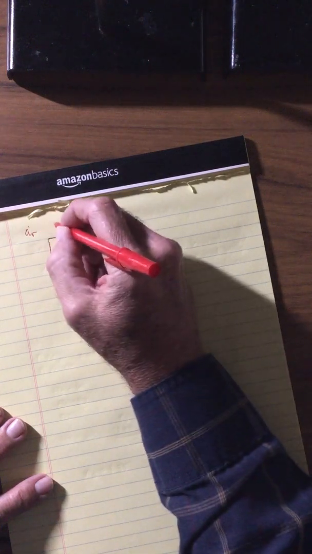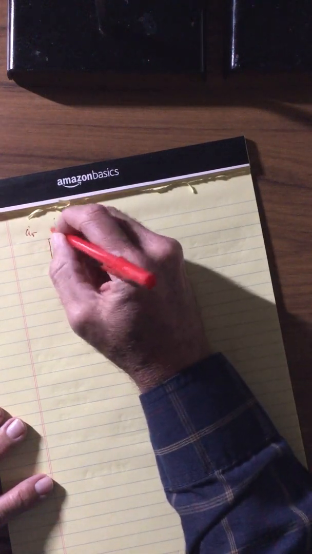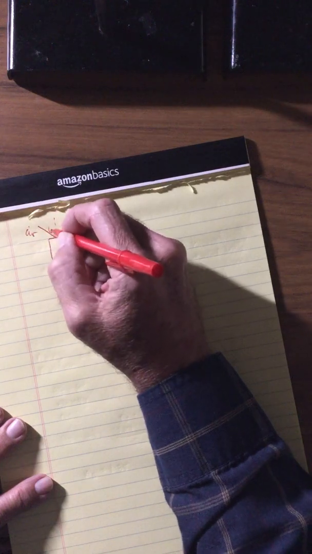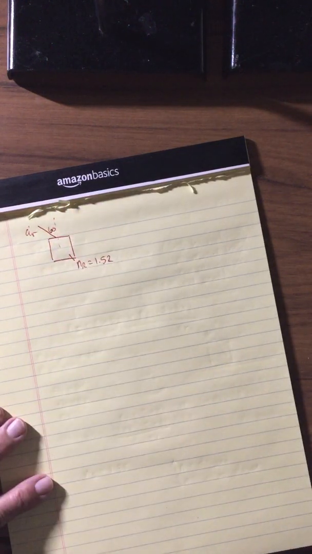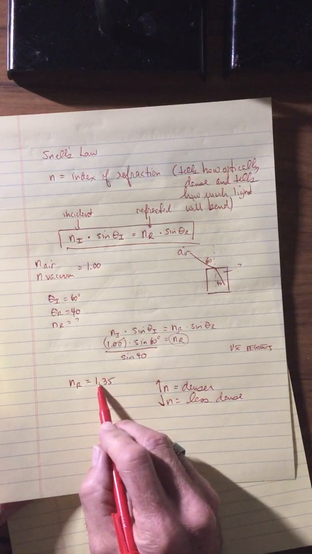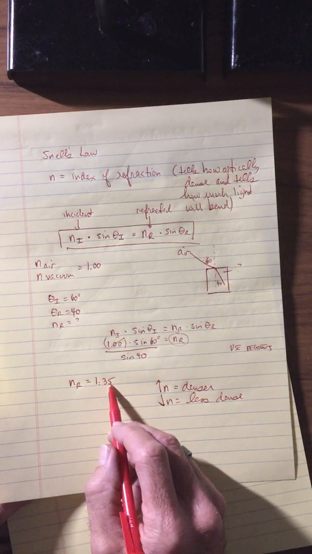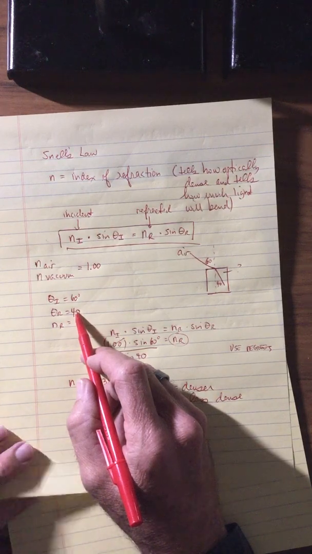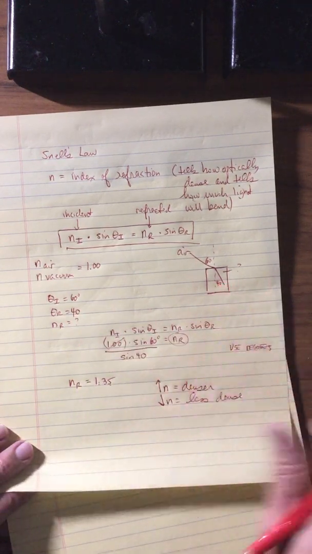Okay, we're also going to be coming in at a 60-degree angle. We can actually predict what it's going to be compared to the previous example. That one had an index of refraction of 1.35, and it bent the light to an angle of 40 degrees.